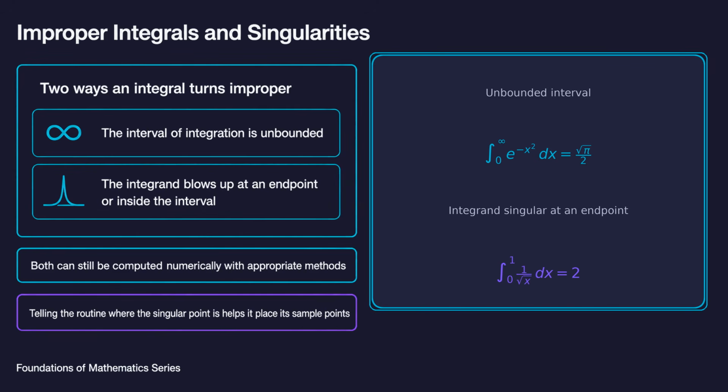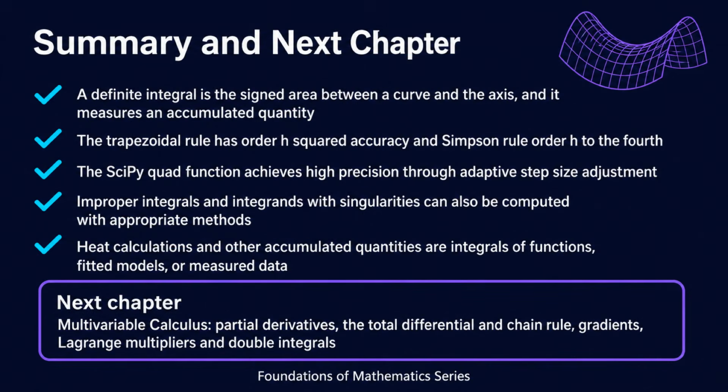Both can be computed numerically with appropriate methods. An adaptive routine will accept infinity as a limit and transform the interval internally. And when you know where the singular point is, telling the routine explicitly helps it place its sample points sensibly rather than discovering the trouble by accident. Let us pull the chapter together.